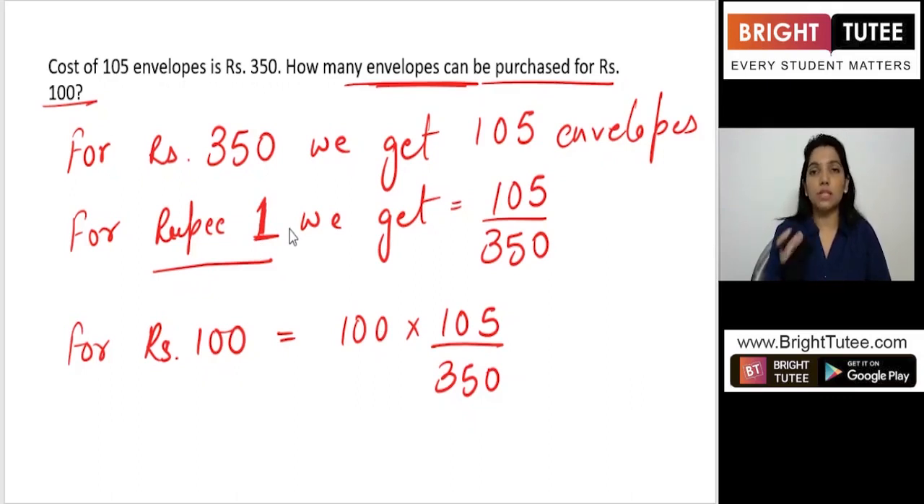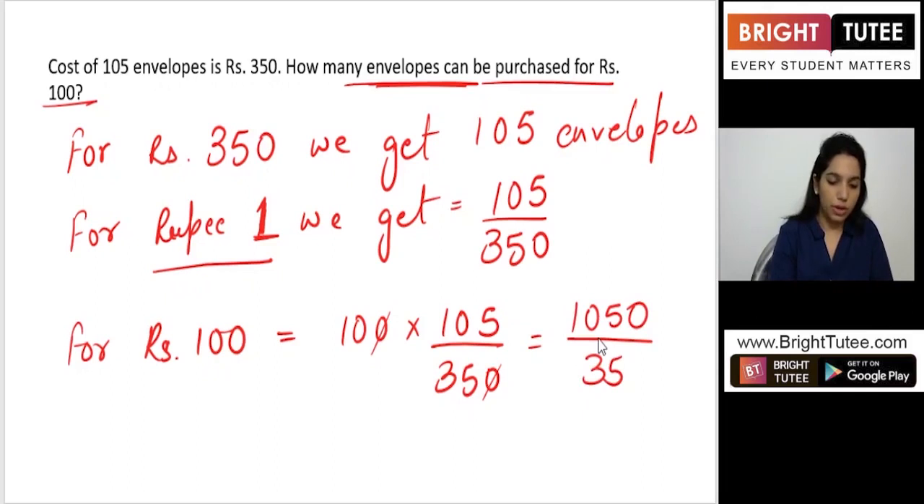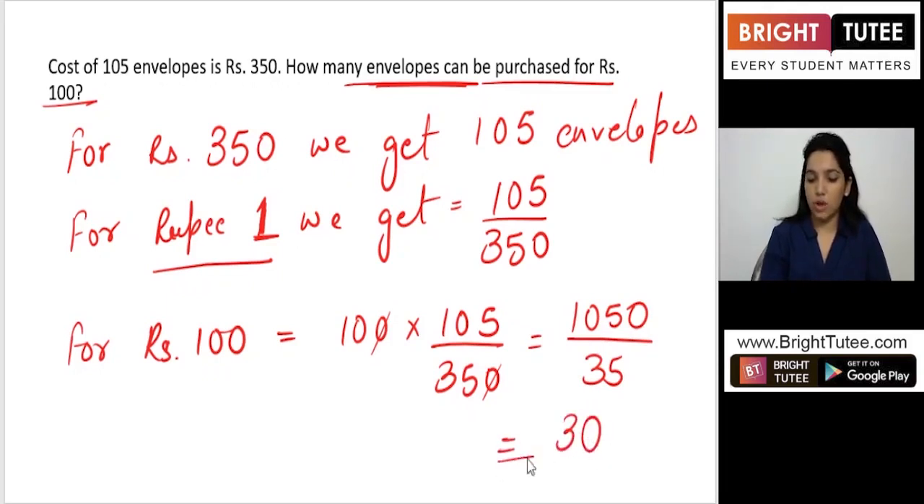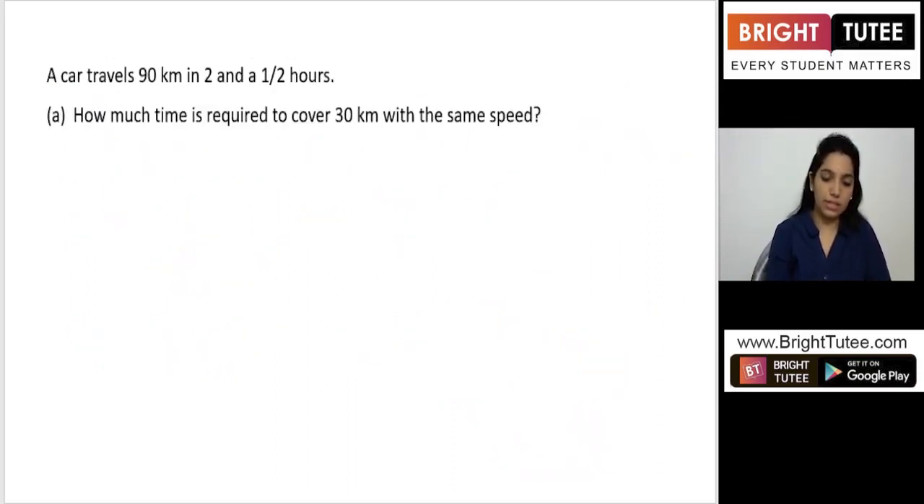Because this is going to be a very small number, we will not solve it to the complete answer. Let's just keep it 105 over 350. Now let us solve it by multiplying it with 100. Here we can cross off the zeros. So it is 1050 over 35. If we divide 1050 by 35, the answer comes out to be 30. So how many envelopes can we get for rupees 100? 30 envelopes. Is that clear? Now let us see the next one.